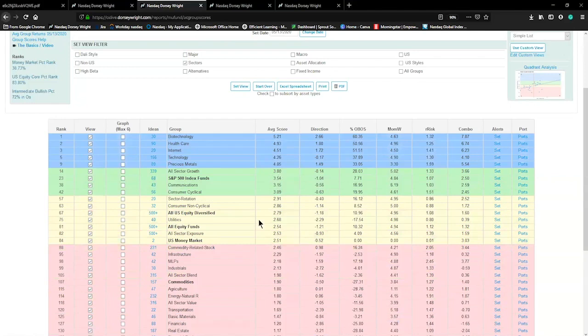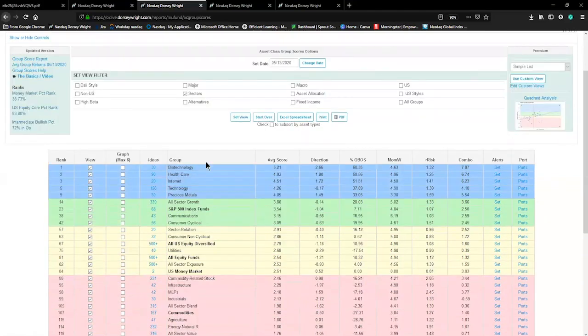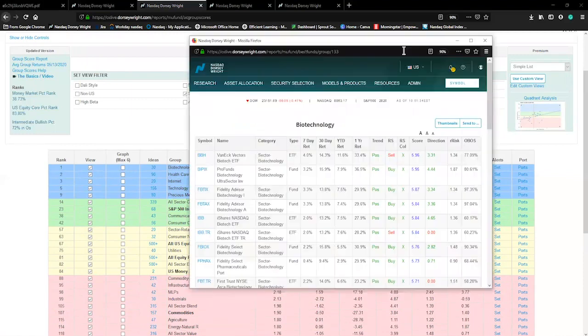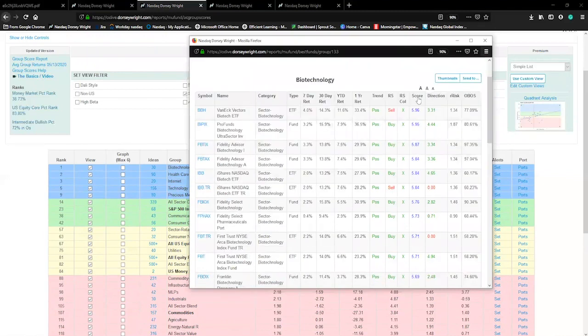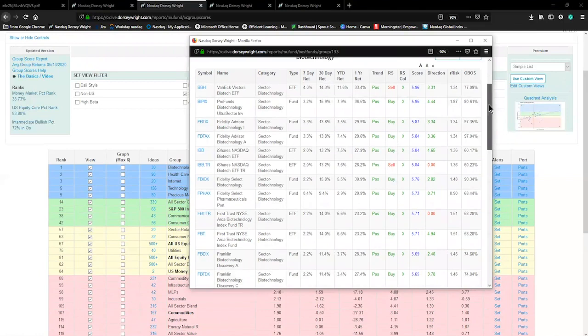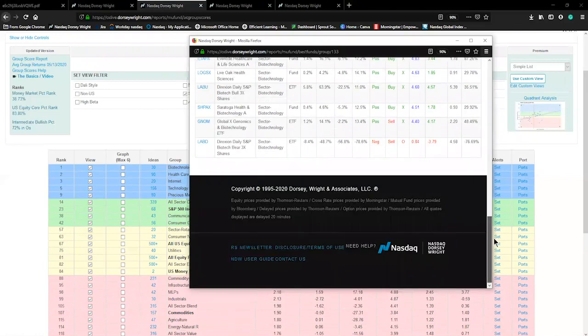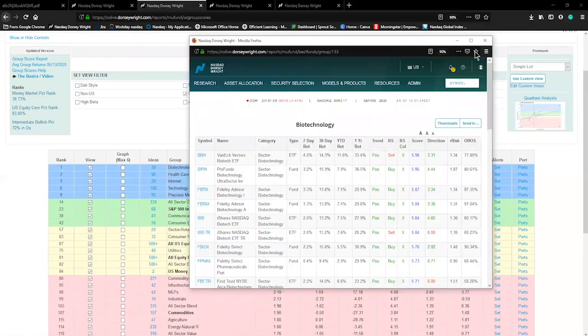Now, let's say you've come to group scores and you found a particular group that you think is of interest and that you want to see where a good investable opportunity is within that group. It's as easy as simply clicking the Ideas button directly to the left of the group name. And we're going to aggregate all of the funds that make up this group, sorted automatically by that fund score, to give you a really quick picture of what is working and what isn't within the group.